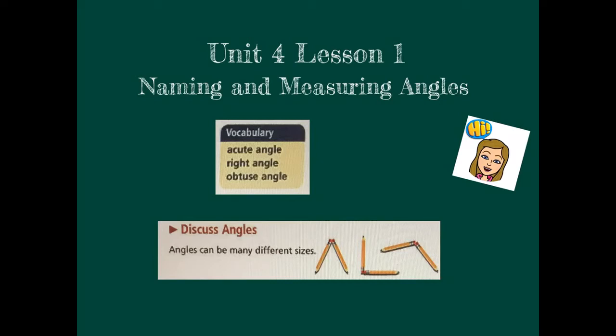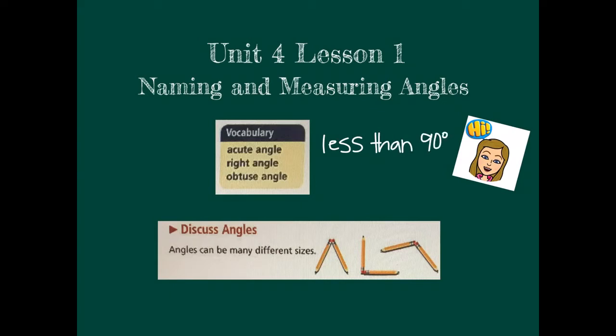We have a little bit of vocabulary today in our lesson. You'll notice that we have 3 different types of angles that we'll be studying. The first is an acute angle. Now, acute angles are called acute because they're really, really cute. No, I'm just kidding. Acute angles are called that because they need to be less than 90 degrees.